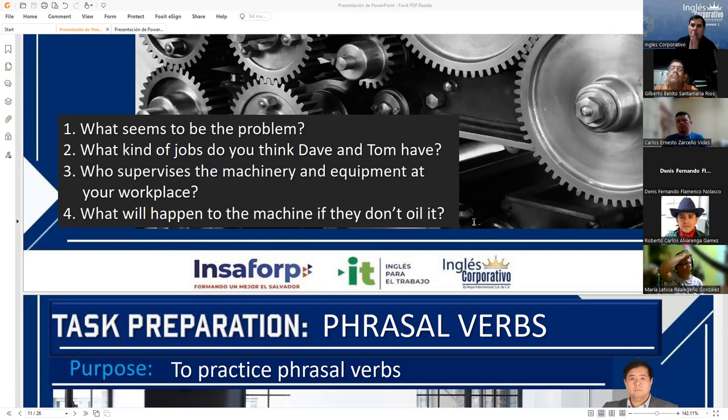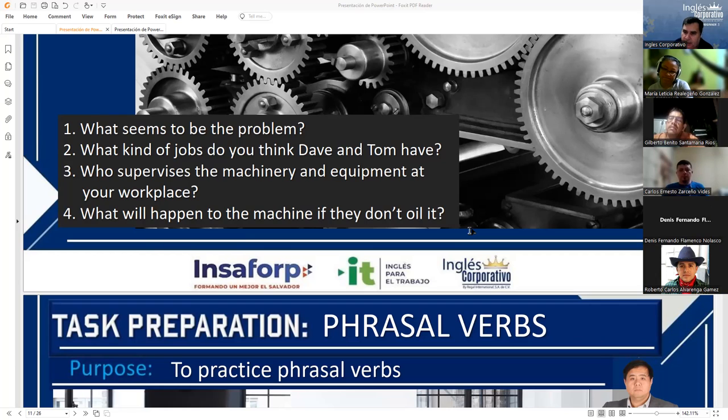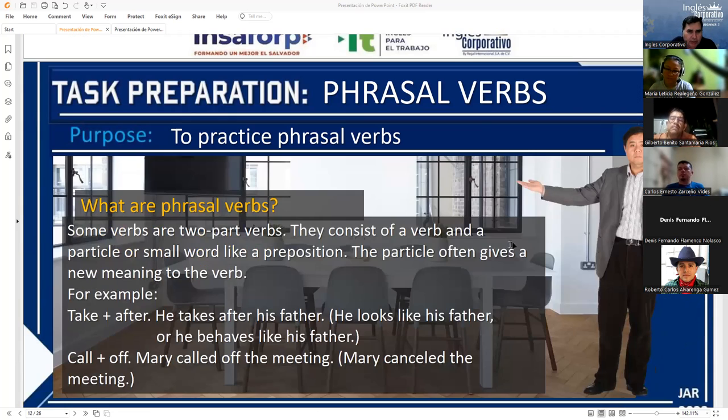Okay. What will happen to the machine if they don't oil it? What will happen? Will seize up. Eventually seize up. Exactly. Will eventually seize up. Excellent. Very good. So let's move on.